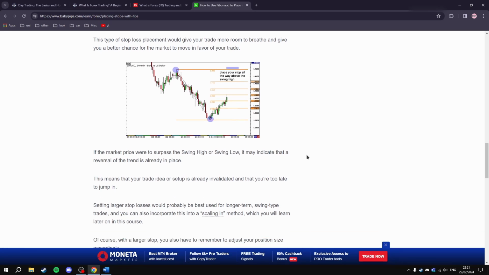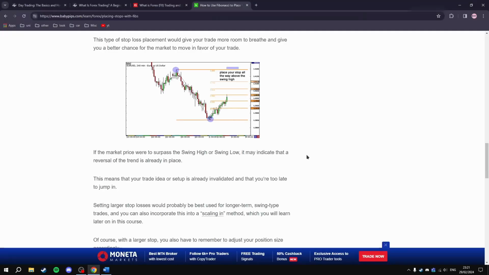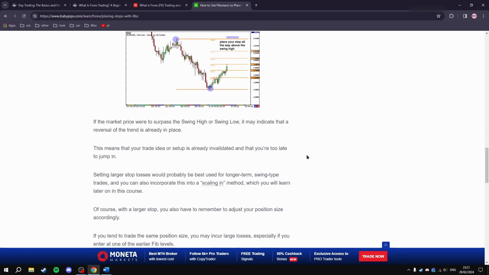Setting large stop losses will probably be best used for longer term swing type trades. And you can also incorporate this into a scaling in method, which you'll learn later in this course. Oh, we met the scaling in method in some other courses.